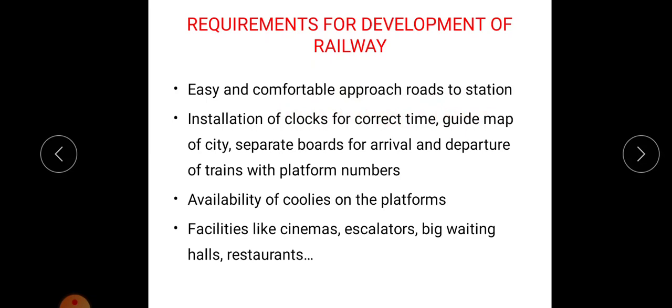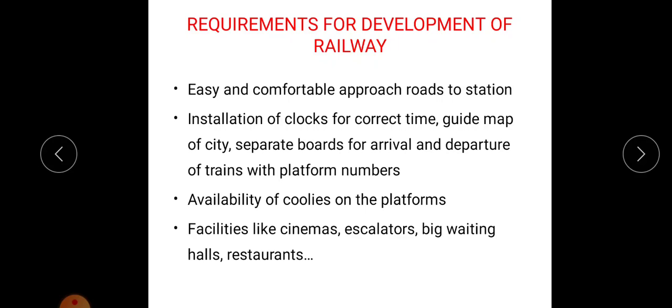There should be a clock, but these are not the basic requirements, as there will be mobiles and watches for each of the passengers, etc. These are the additional requirements we provide in order to have development for the railway. That is installation of clocks for correct time, then a gauge map for the city, then separate boards for arrival and departure of trains with platform numbers, etc. So these are some of the arrangements or requirements for development of the railways.